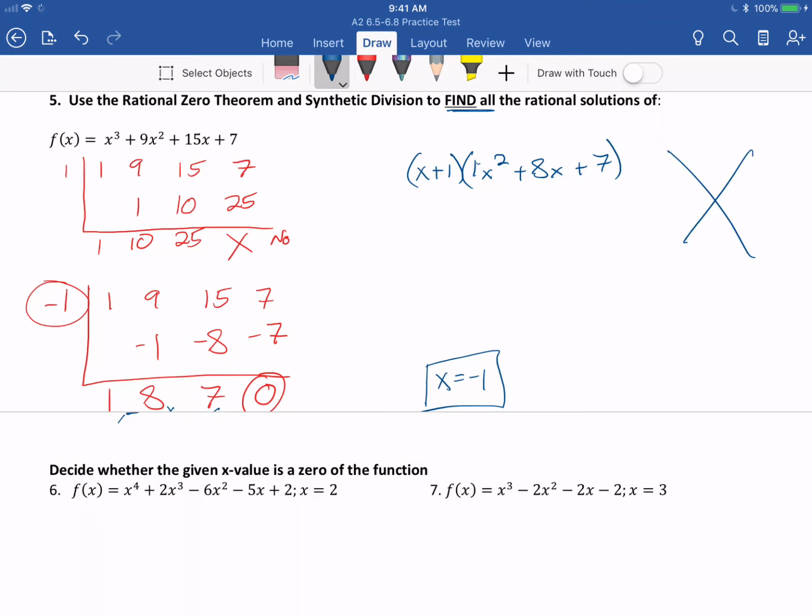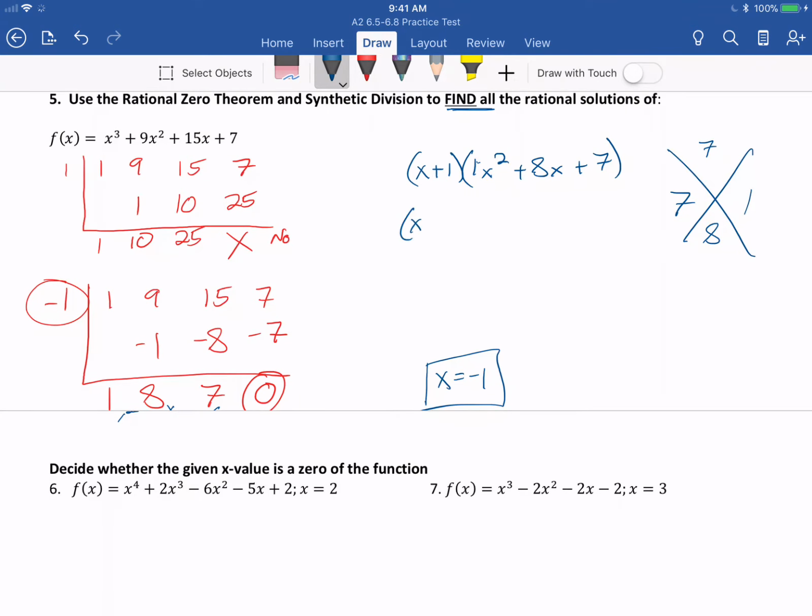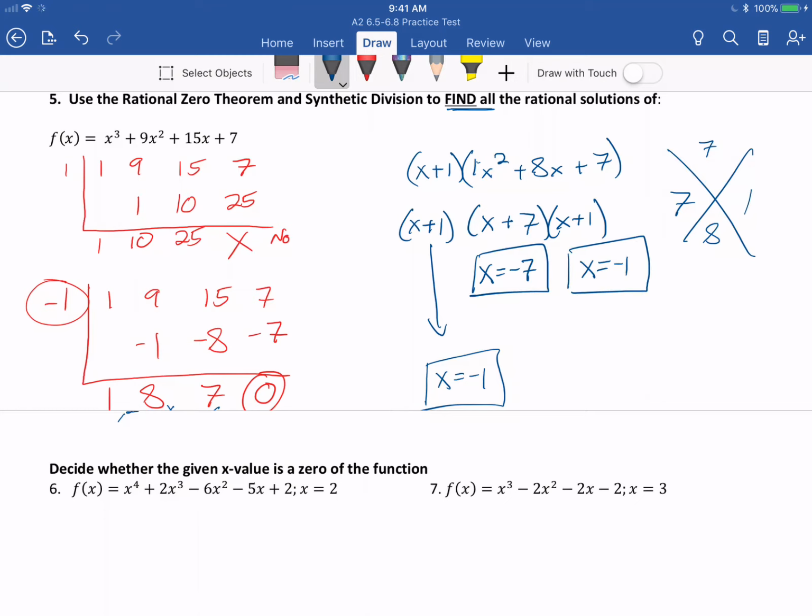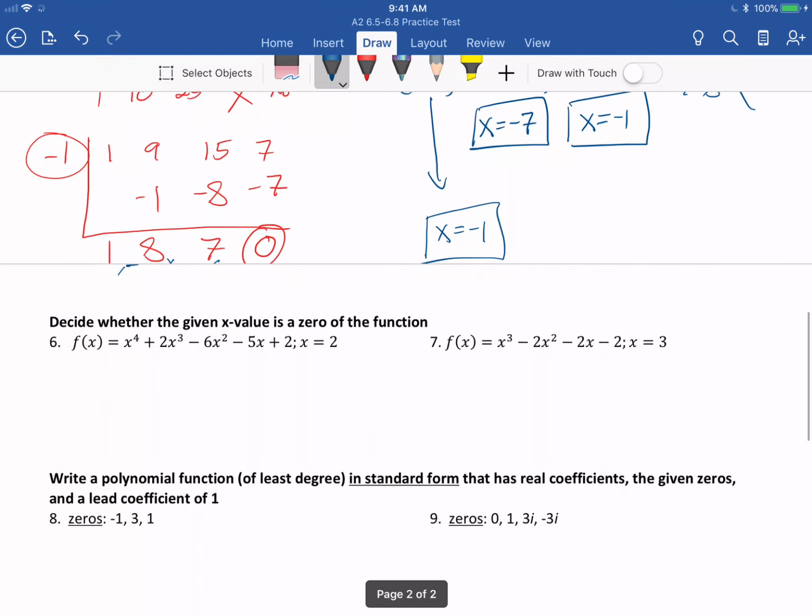So if I factor this guy, put 7 on the top, 8 on the bottom, two things that multiply to 7 and add to 8 are 7 and 1. All right, so now that x plus 1 stays out in front, and then I get x plus 7 and x plus 1. So if I set these equal to 0, that's where I get the negative 1. Then I get x equals negative 7 for this one, and x equals negative 1 for that guy. All right, so notice here that negative 1 happens twice, and that's okay. Not a big deal there. That still gives you your 3 solutions.